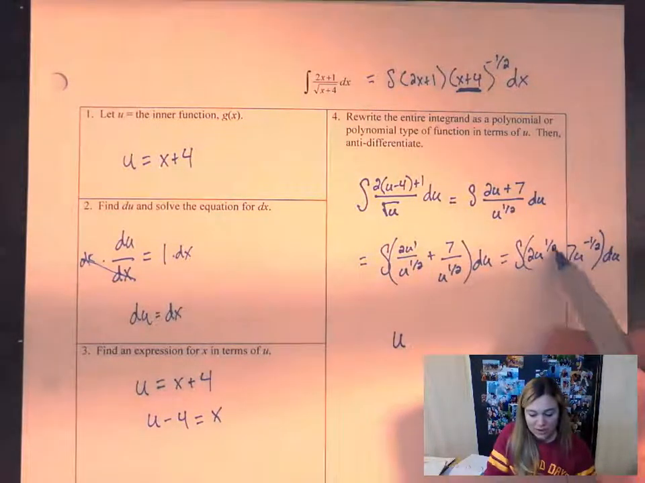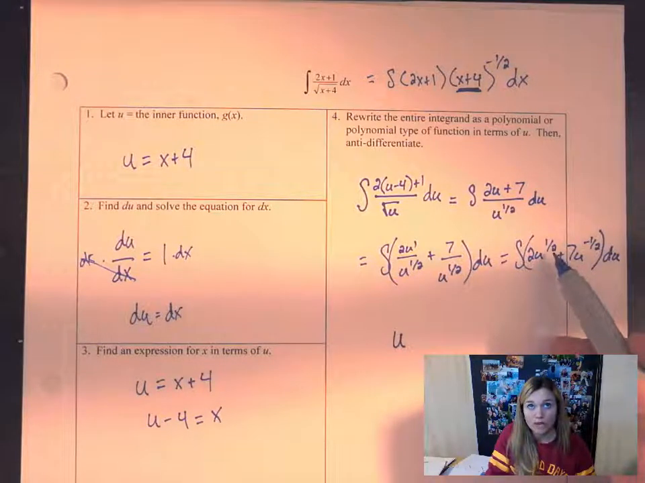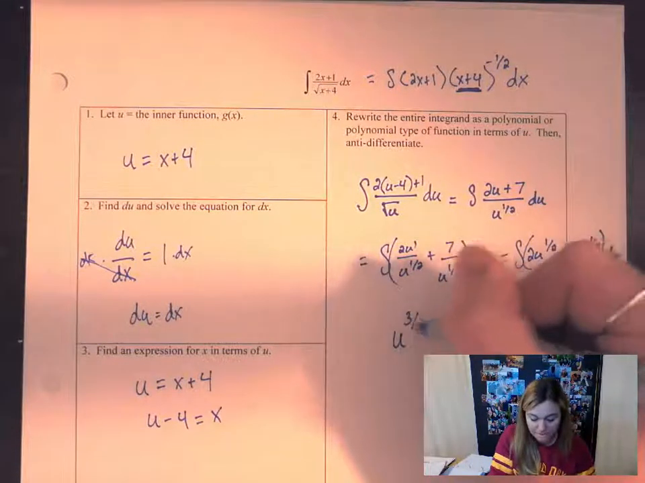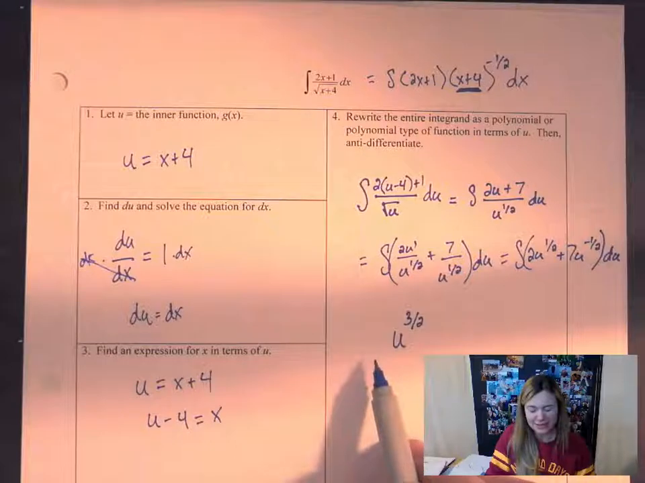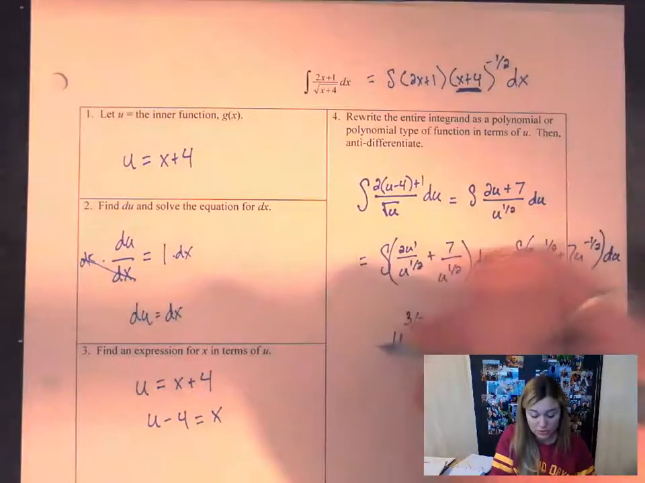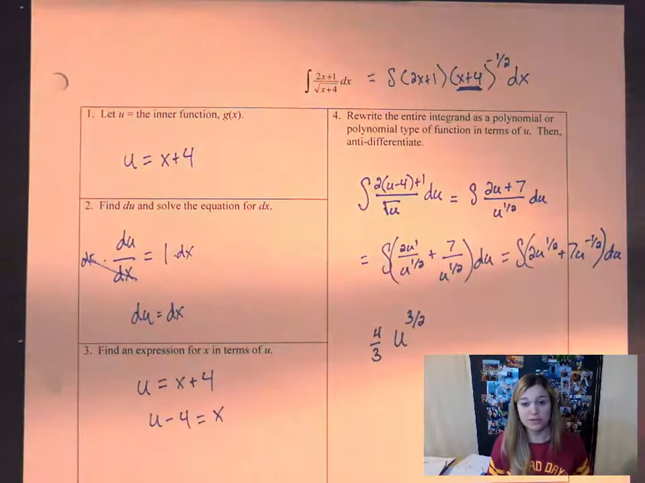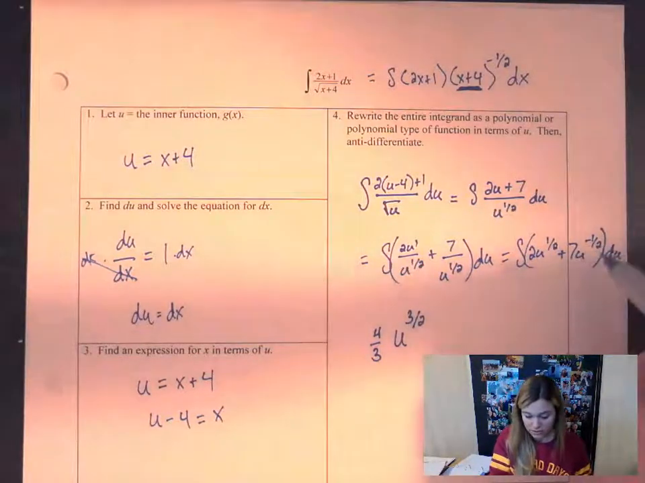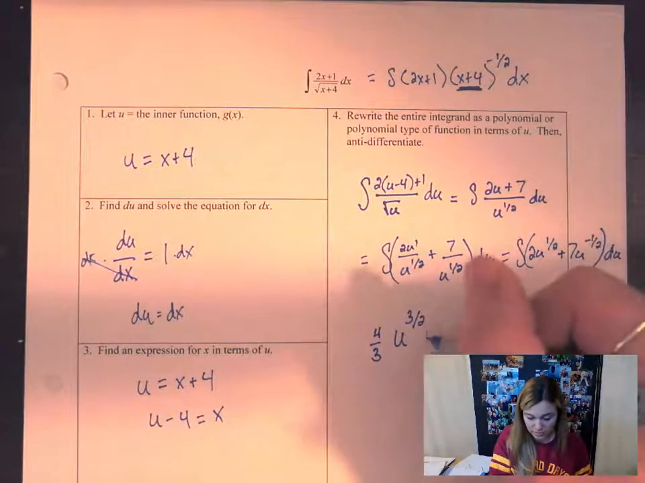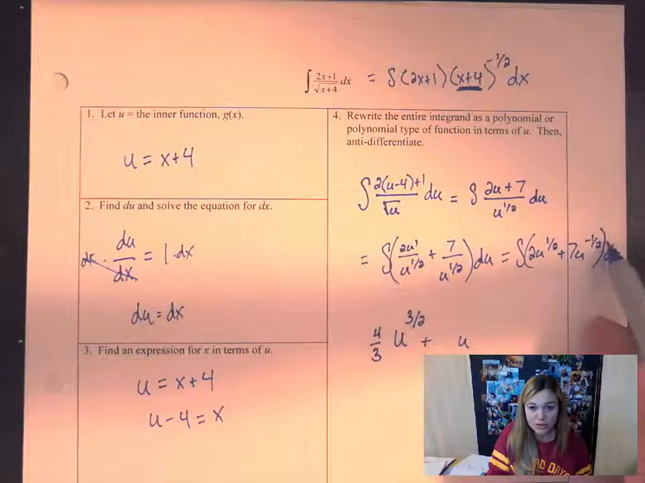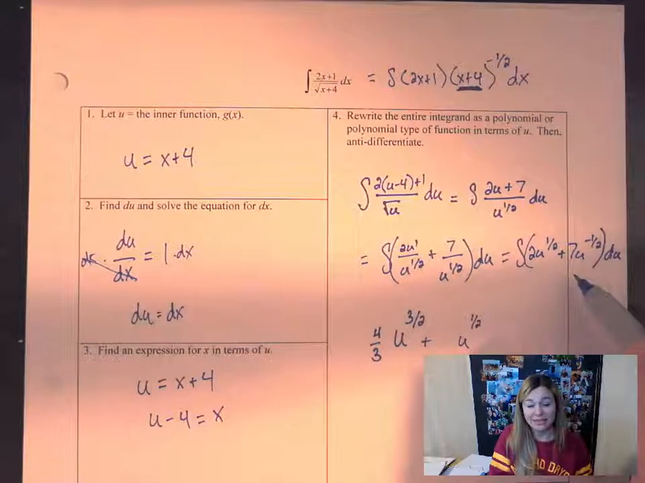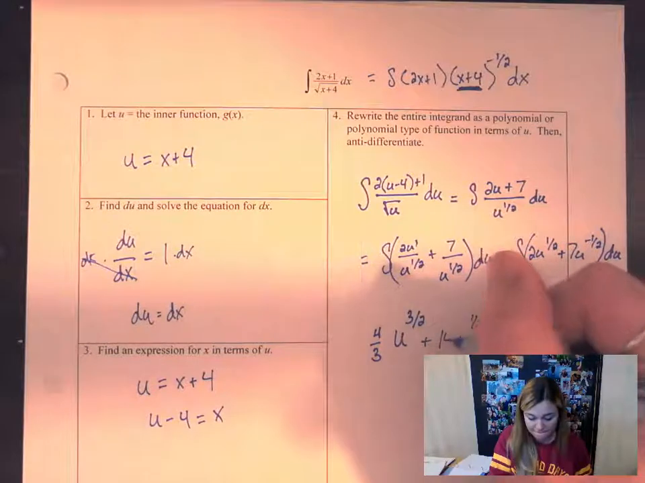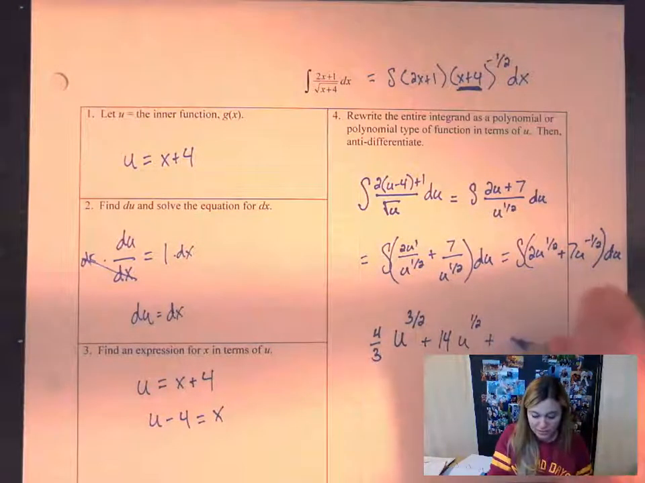Add 1 to my new exponent, so I've got 1/2. My new exponent would be 1/2 plus 2 over 2, which would be 3 over 2. If I take 2 divided by 3 over 2, that's the same as 2 times 2/3. I should get 4/3. And then if I do another one, what's this one? Plus 7u. My new exponent, u to the negative 1/2, add 1 to that, you get positive 1/2. 7 divided by 1/2 is the same as 7 times 2 over 1. And then don't forget plus c.